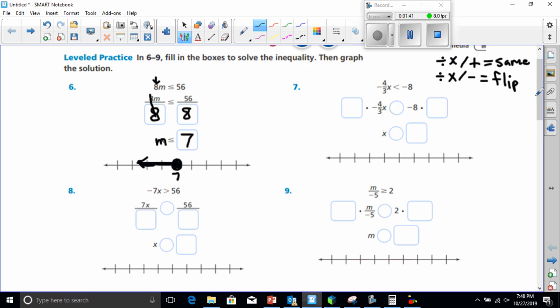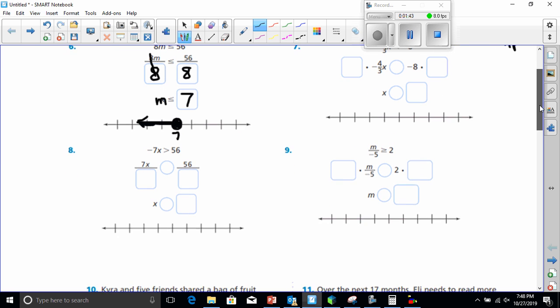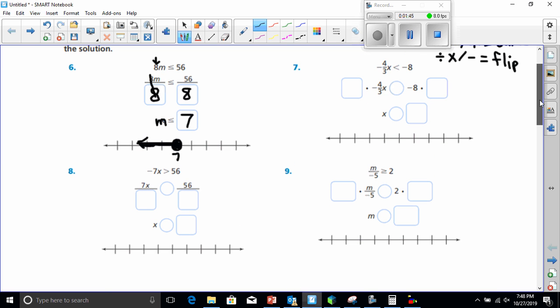All right. Now for number 8, we have the other example. We see that we have negative 7 times x is greater than 56. Well, we are dividing or multiplying, in this case dividing, by a negative number this time. Notice that negative sign there. And so the book has a little mistake here. They should have had a negative 7x there.